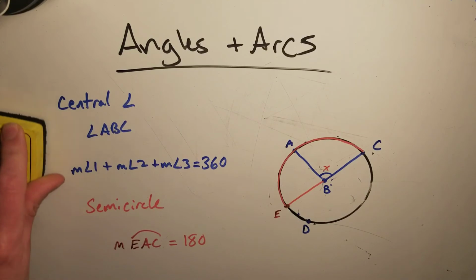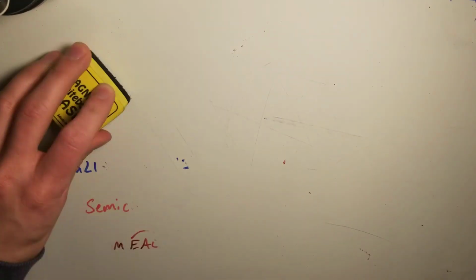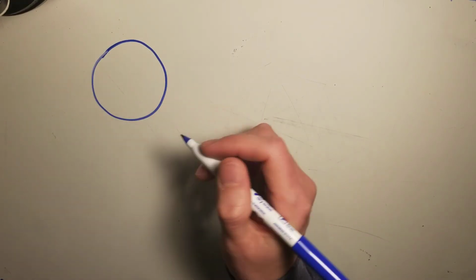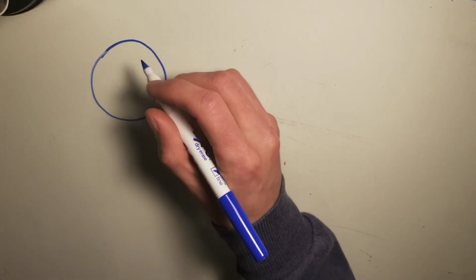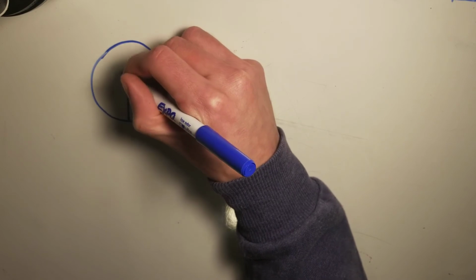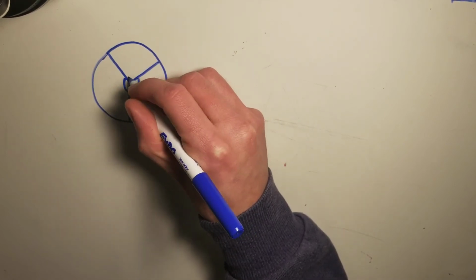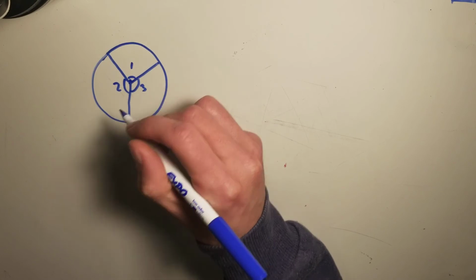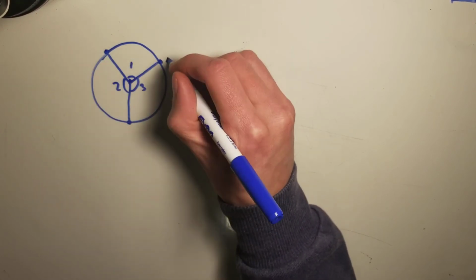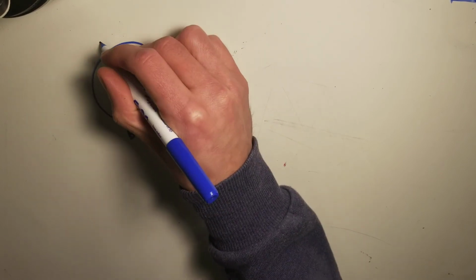Now with arcs, there also come some other special relationships. One of them is congruent arcs. So if you have 1 circle, or if you have 2 congruent circles, we'll just stick with 1 now. And let's say you have these 3 angles, angle 1, angle 2, and angle 3. And we'll list our points on the outside, simply A, B, and C.